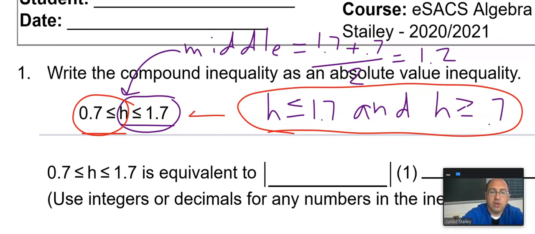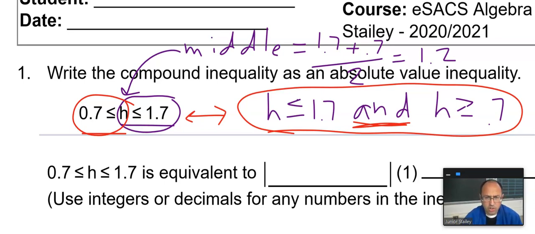These two things are connected together. Now, it is an and situation. You're saying that h is bigger than 0.7, and at the same time, it is less than or equal to 1.7. That's okay. We can find values that are bigger than or equal to 0.7, and less than or equal to 1.7. Those two things say exactly the same thing. The word and is extremely important in there, so don't just ignore it.